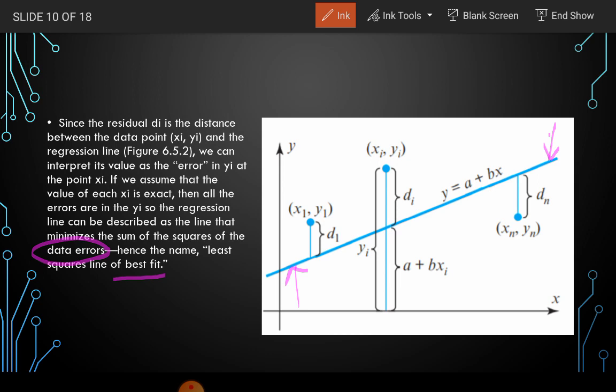So this is the least square line of best fit, where we have the error here. This is the error from x1 to the line. This is called the residual.